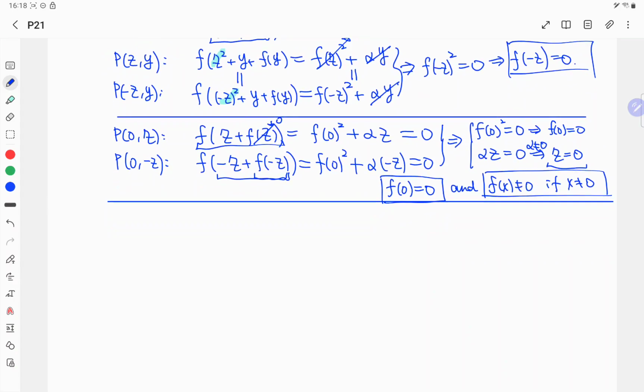Okay, so next we try to pick P(x, 0). So in such a way, we have f(x²) plus 0 is nothing, and then plus f(0) is also nothing. So on the left side is f(x²), and on the right side we have f(x) quantity squared plus alpha times 0. Okay, so here we have this important equation. Let's call it equation 1.